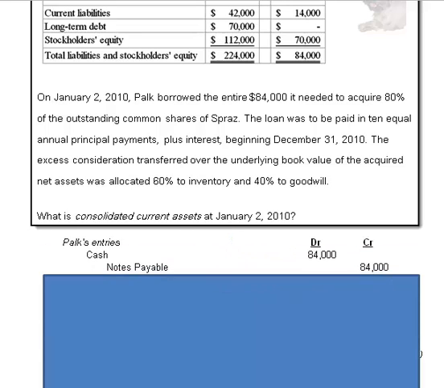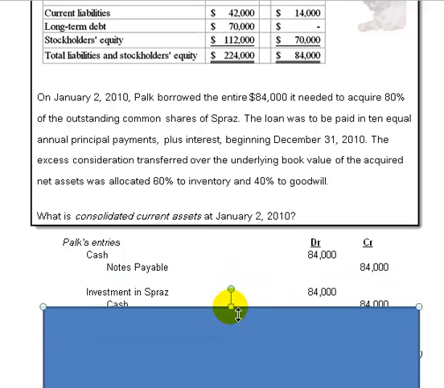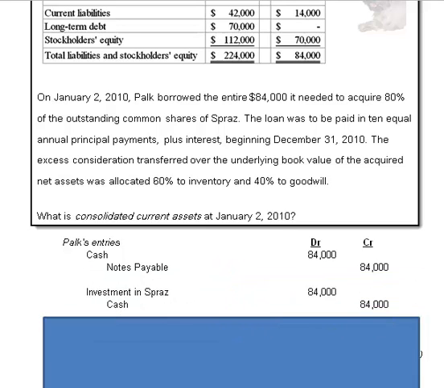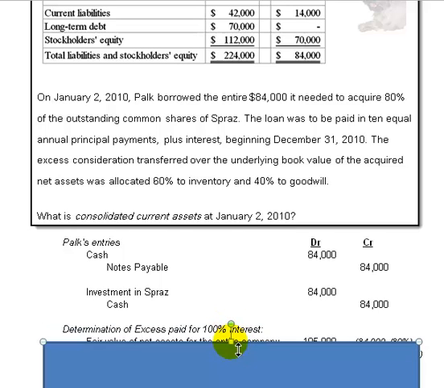Okay, POC is the parent company. Now, when they borrow the money, this is the entry they make. They debit cash $84,000 and credit notes payable. Now that they have the money, they use it to acquire the stock on the open market, or I'm assuming the open market. They acquire it from whoever the owners are. And so they record an investment in Spratz of $84,000 and use the cash that they acquired. Okay? But they only acquired 80%.